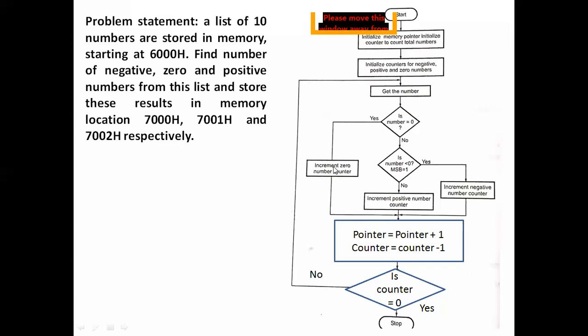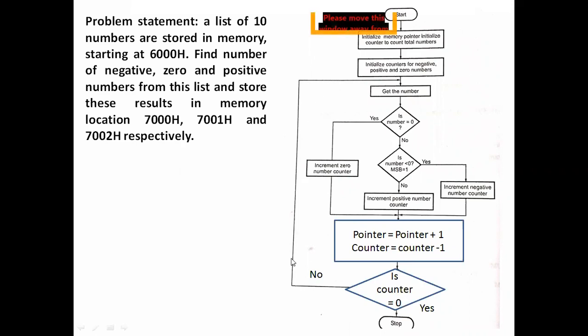If it is a 0, we will increment the 0 counter. If it is negative, we will increment the negative counter. If it is positive, we will increment the positive counter. After checking the first number, it is the duty to check the second number, then the third number. This process will go on, with the counter decremented each time, until the counter becomes 0. Once the counter becomes 0, it will stop.